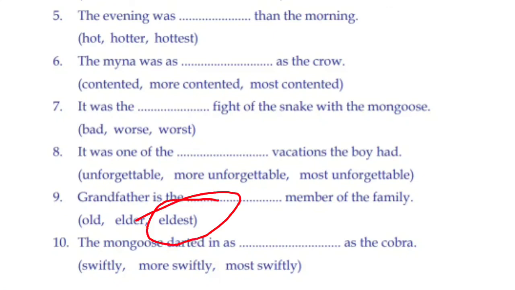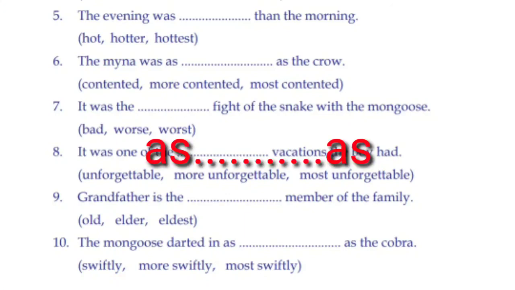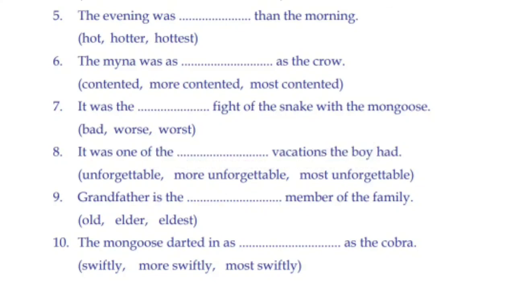And the tenth sentence. The mongoose darted in as dash as the cobra. Again we have the clue to use the positive degree, that is 'as'. The mongoose darted in as swiftly as the cobra.